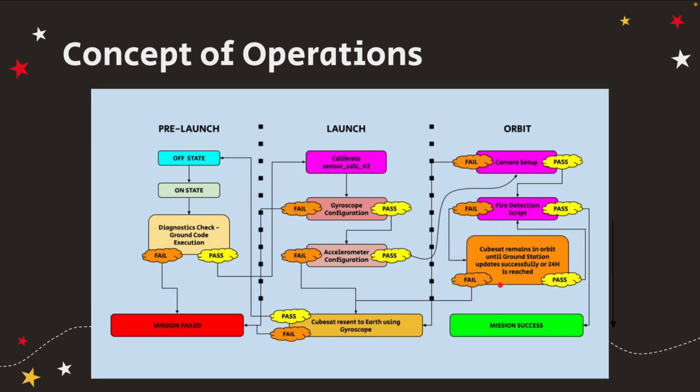But if the fire detection script fails, the CubeSat will still remain in orbit because all the other parts of the CubeSat work just fine, and ground station will attempt to update the CubeSat remotely, and if it is unable to do so, there's a 24-hour limit, and then the CubeSat will be resent to Earth using the gyroscope to start again from the very beginning of the pre-launch phase, this off state right here.